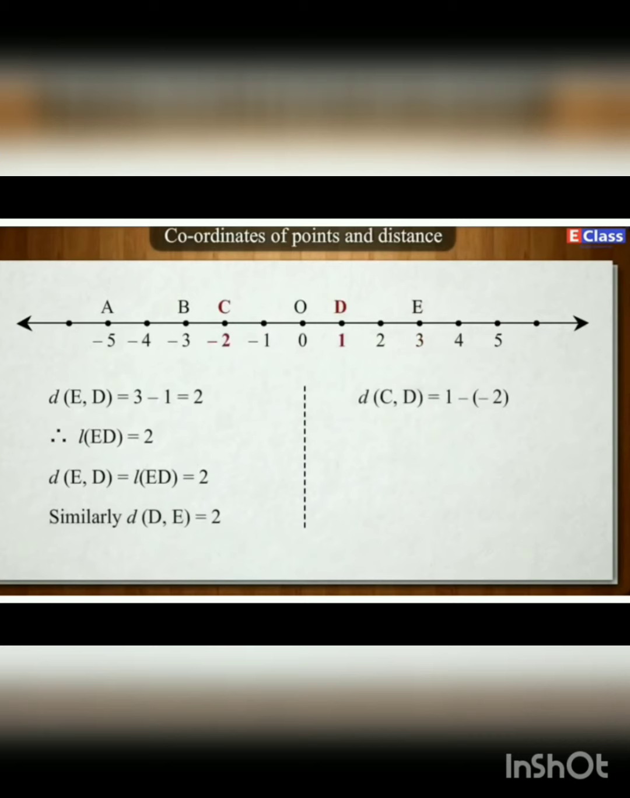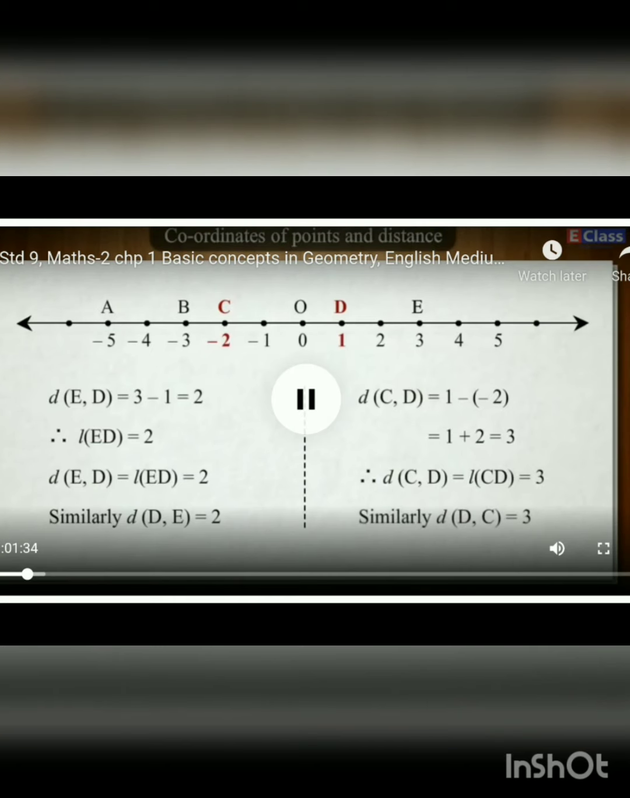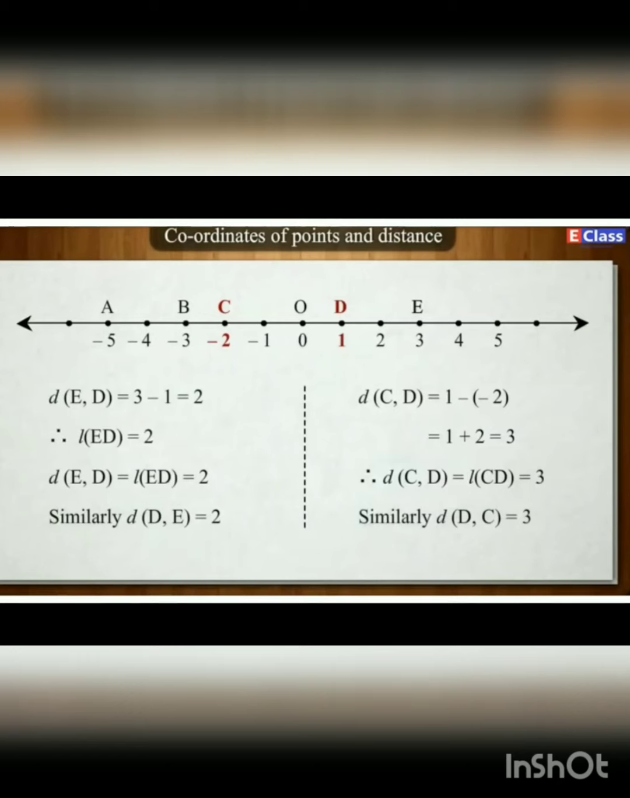Distance CD is equal to 1 minus (-2), which is equal to 1 plus 2, which is equal to 3. Therefore, distance CD is equal to length of CD, which is equal to 3. Similarly, distance DC is equal to 3.